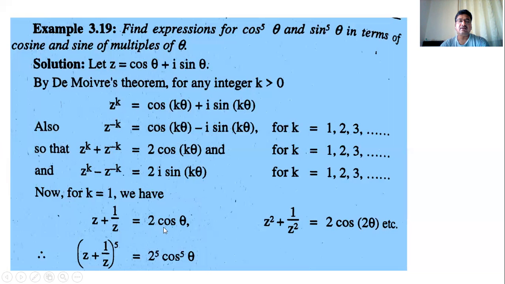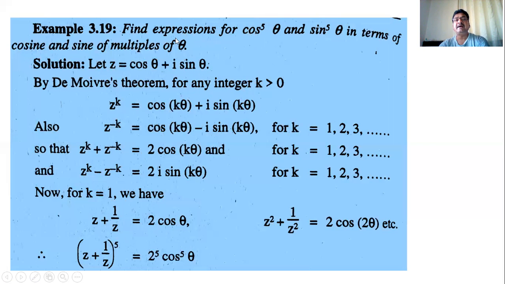Then take the fifth power of both sides of this equation. (z plus 1 by z)^5 is equal to 2^5 cos^5 θ. Because the problem is to find the expression for cos^5 θ, that's why we take the fifth power of both sides. Similarly, to find the expression for sin^5 θ, we take the fifth power of that equation.